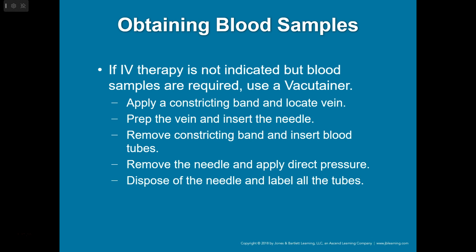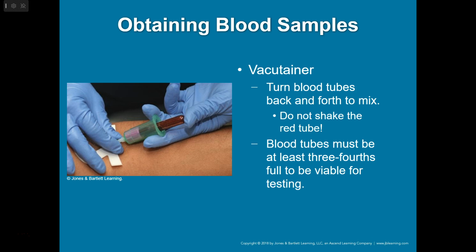If IV therapy is not indicated but blood samples are required, you can use a vacutainer. So it's pretty much just a needle connected to this little plastic container thingy. And you start the IV, you get the blood there, and then you directly fill those tubes off that. There's a picture of it right there. So there, you get the little needle that pokes in there. Or you could just start your IV, draw out 15 or 20 milliliters, and go from there.